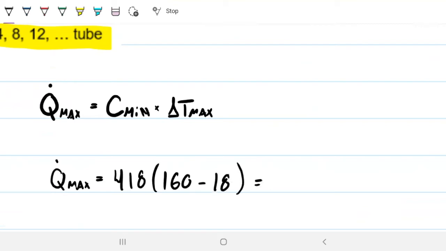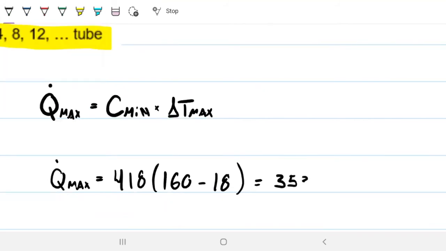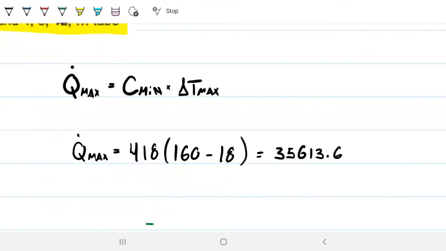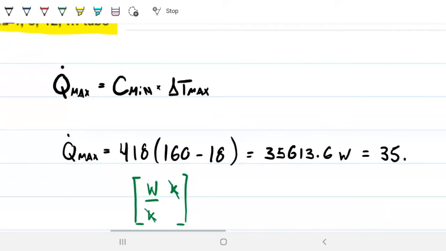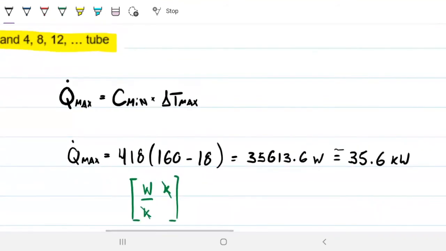This is going to give me a huge number of 35,000 or so. 35,613.6. Sorry, 613.6. And then unit-wise, our 400, that's the C min, that's what we found to be watts per difference in temperature. And then we have a difference in temperature in Celsius, which is the same thing as difference in temperature in Kelvin. Okay, so this is watts. Obviously, this is a big number, so 35.6 is probably more appropriate here. Okay, so this is the maximum.